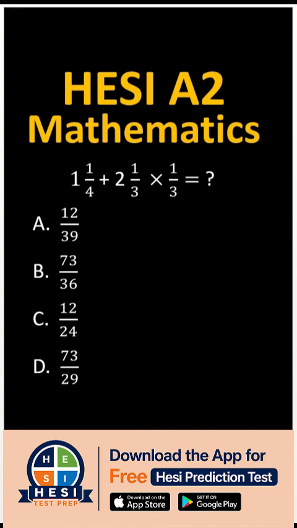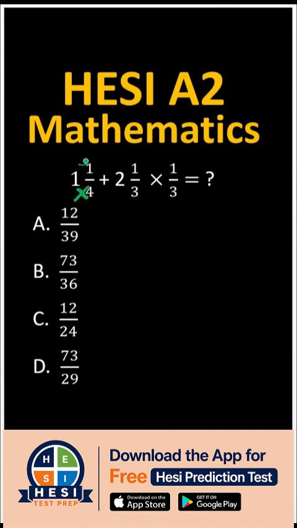This type of fraction question is where many students make mistakes. So we need to solve 1 and 1/4 plus 2 and 1/3 times 1/3. So first we can remember the order of operations by using PEMDAS, which is parentheses, exponents, multiplication, division, addition, and subtraction. So first we have to convert the two mixed fractions into improper fractions.